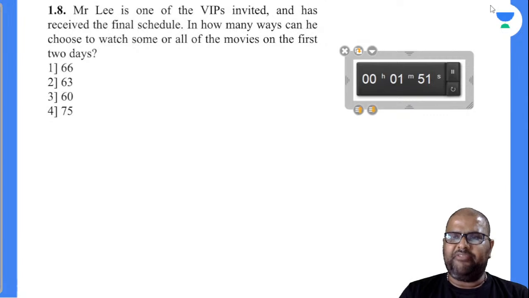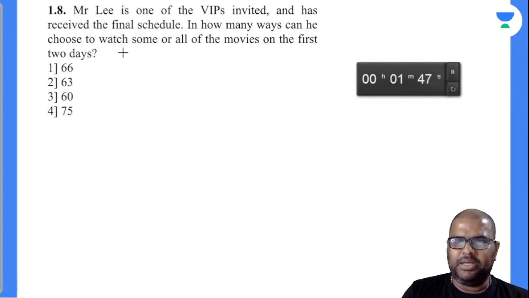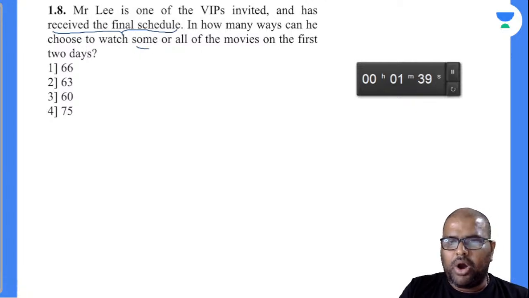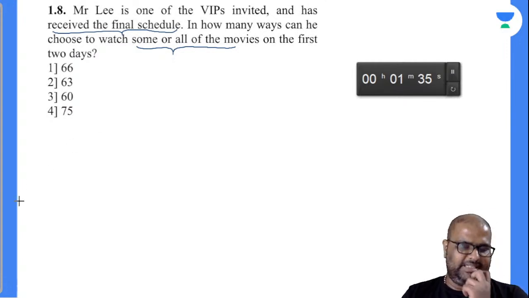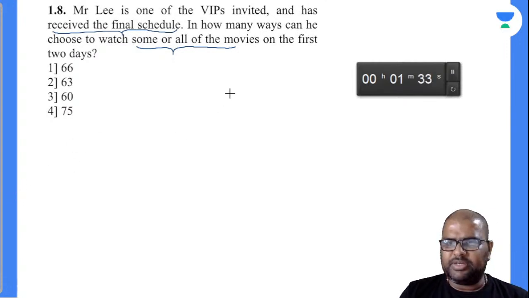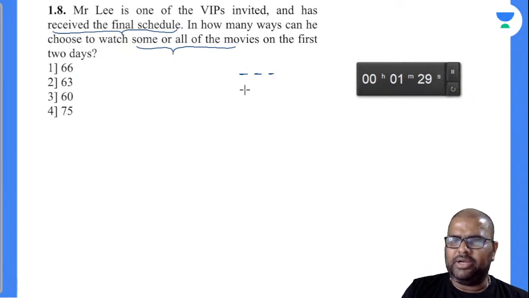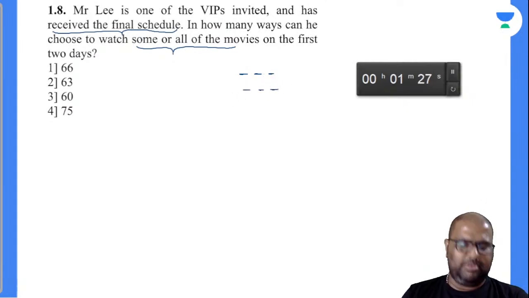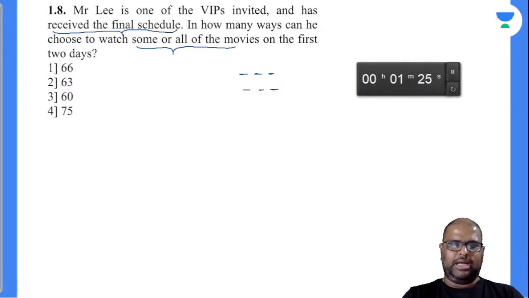Mr. Lee is one of the VIPs invited and has received the final schedule. In how many ways can he choose to watch some or all of the movies on the first 2 days itself? By the first 2 days, how many movies will be played? 6 movies will be played. I'll write this down. 6 movies will be played. I gave the lead also. Now you can answer this question quickly and very easily.